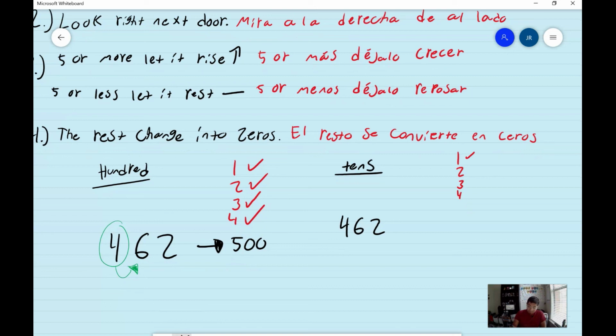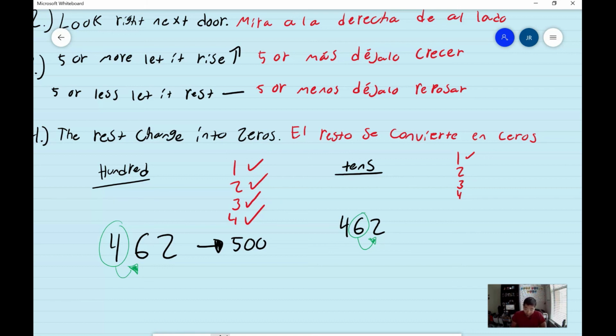So which number am I looking at? I'm looking at 6, okay? Tengo que mirar el 6. Segundo paso, mira a la derecha del lado, okay? So estamos mirando el número 2. We're looking at the number 2 because look right next door, okay?